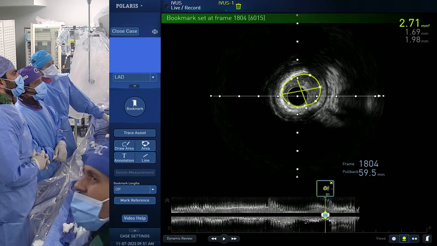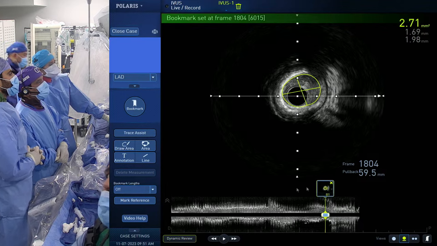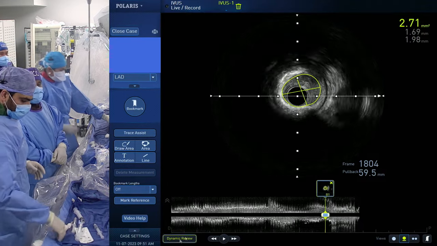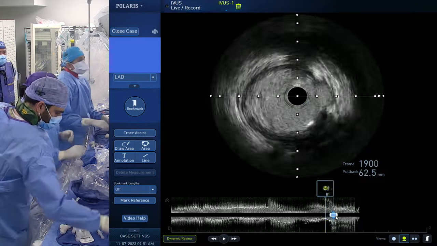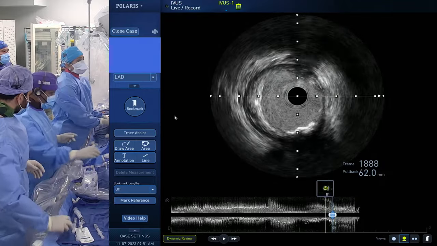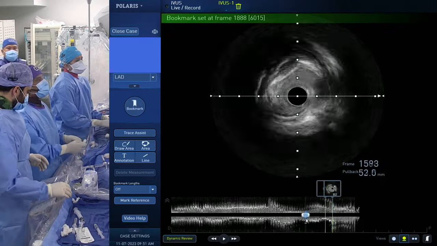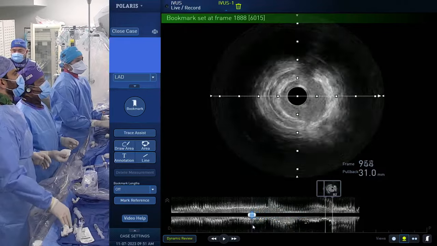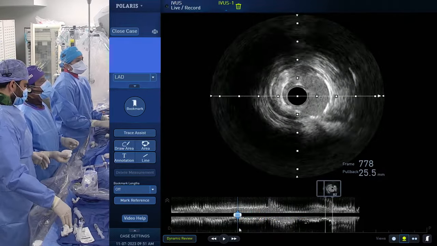So this is the proximal LAD. The cross section is 2.7. Less than 4, so IVL. Ready. IVL. Go back. Look, hold on. There's not that much calcium. And that's okay. Agree. Looks good.